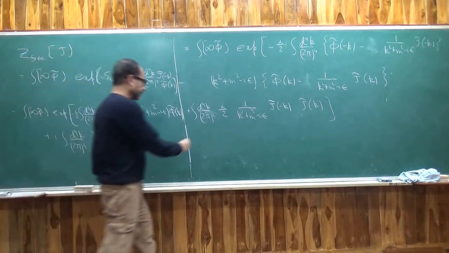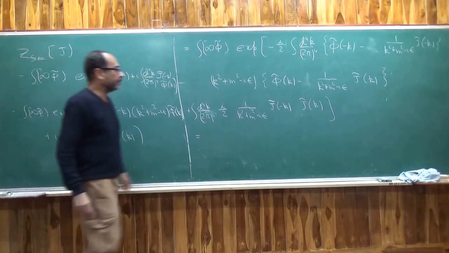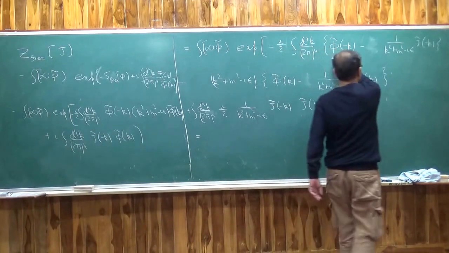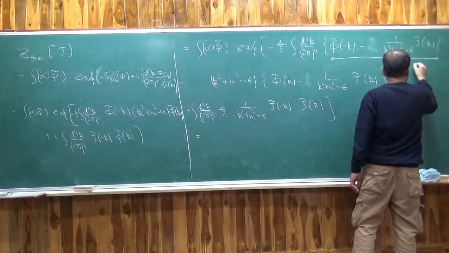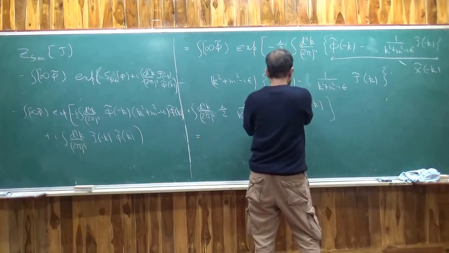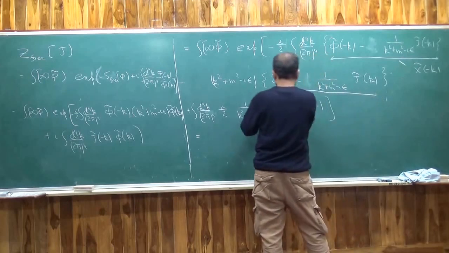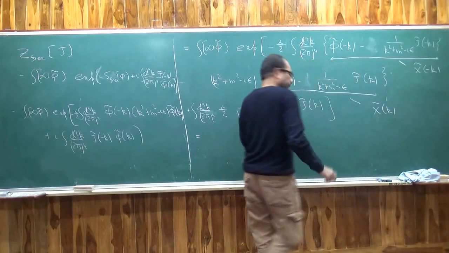And now the idea is very similar to what we had earlier, namely that we now define this to be chi tilde of minus k, and consequently this. Yes. So what about the last term? This one? Yes.